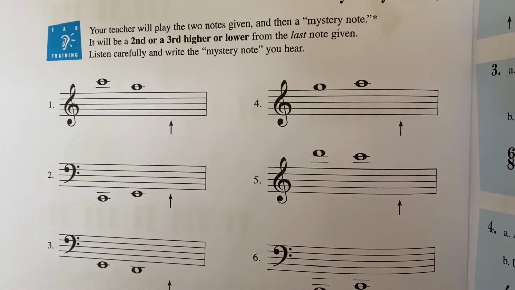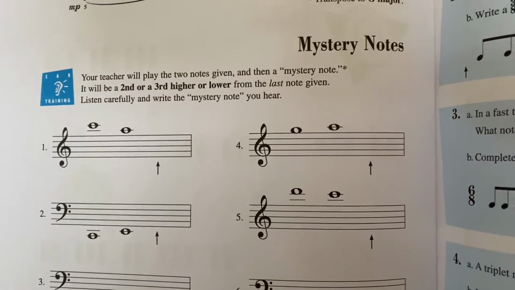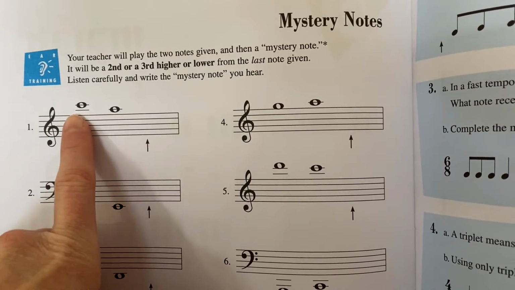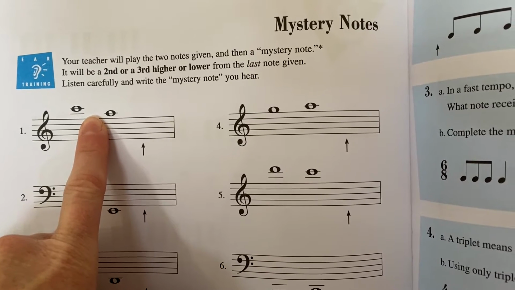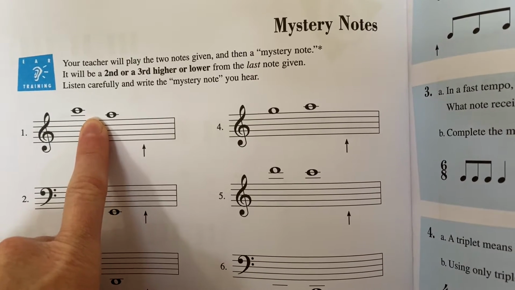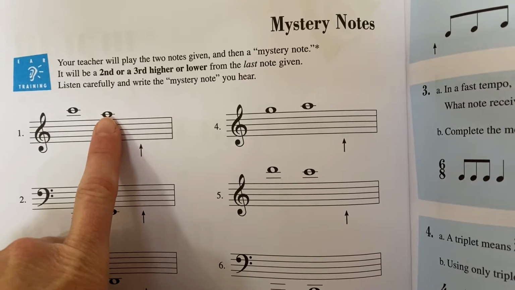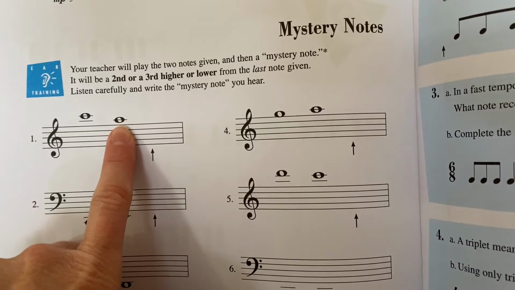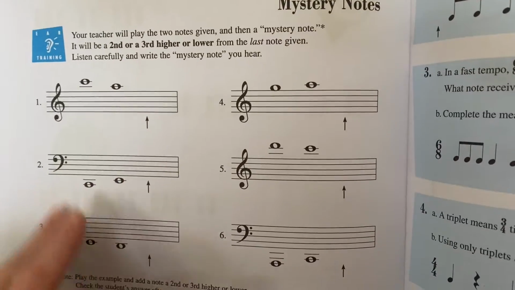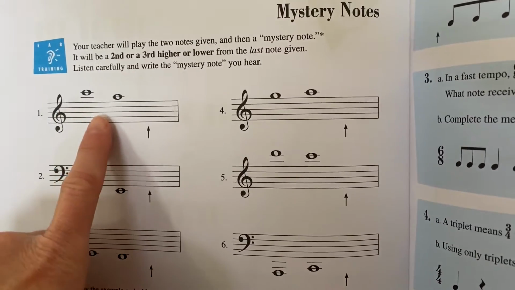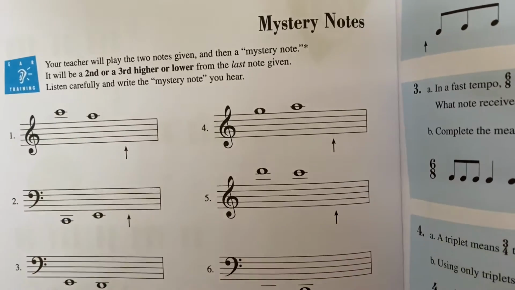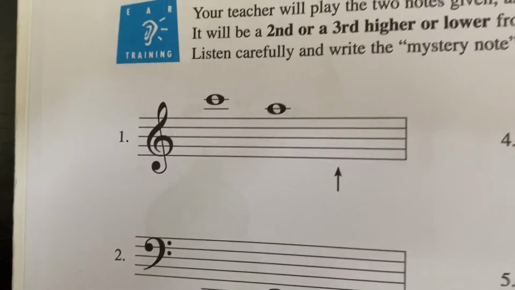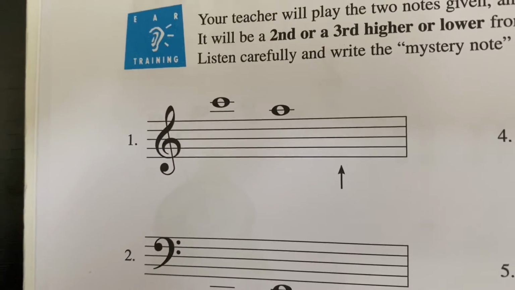This next part, you're going to be writing in these notes, okay? You have like a mystery note, right? So what we're going to do, I'm going to play the two notes given and then a mystery note. It will be a second or third higher or lower from the last given note. Listen carefully and write the mystery note that you hear. So we're going to do this together. We're going to start with number 1. I'm going to play a note and you have to figure out what note I just played. So I'm going to keep my camera here so you can't see what note I'm playing. So just listen.